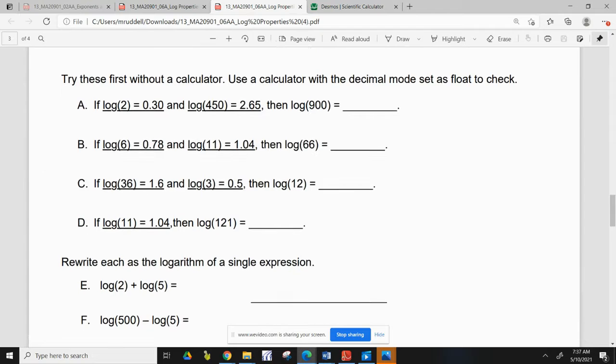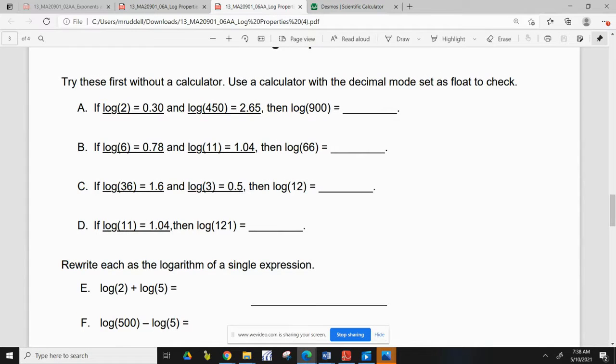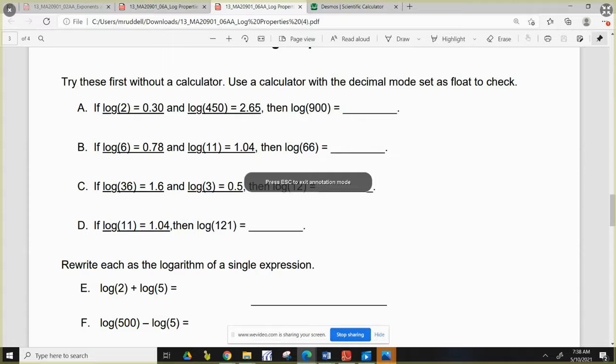These are sample problems. We're going to run through these, and then you have practice problems as your assignment. All right. Try these first without a calculator. If you know your properties, you can do these pretty quickly.